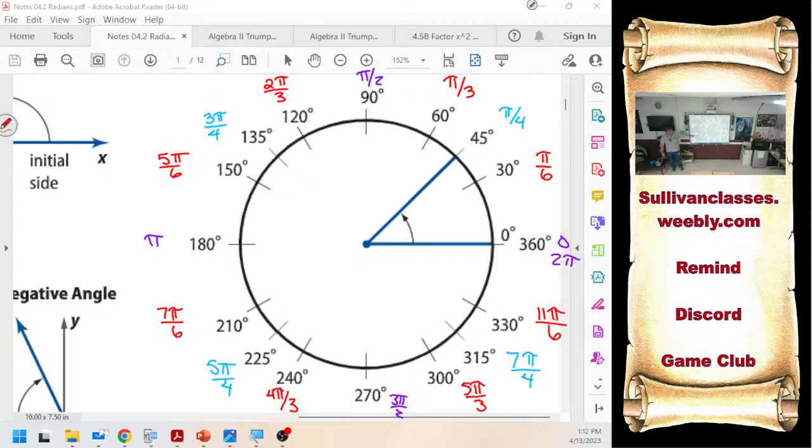Seven pi over 6, 8 pi over 6, reduce it. 9 pi over 6, already there and reduced. 10 pi over 6, reduce it. 11 pi over 6.